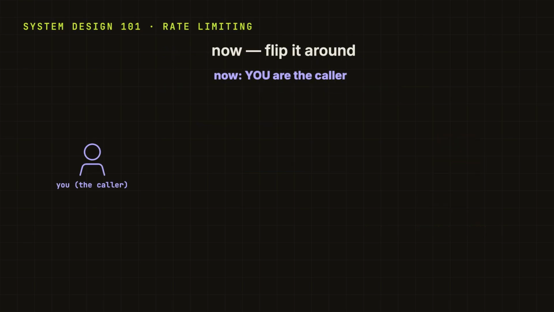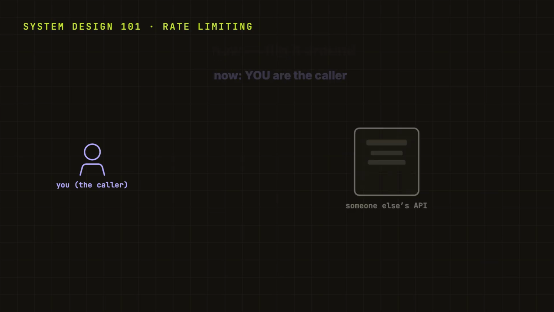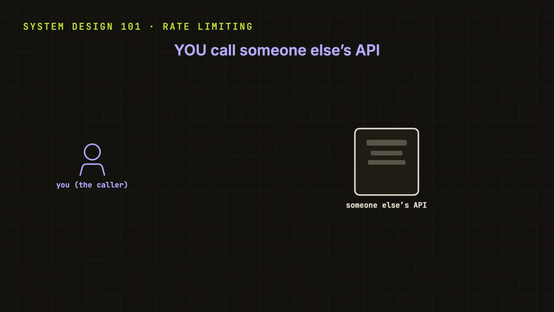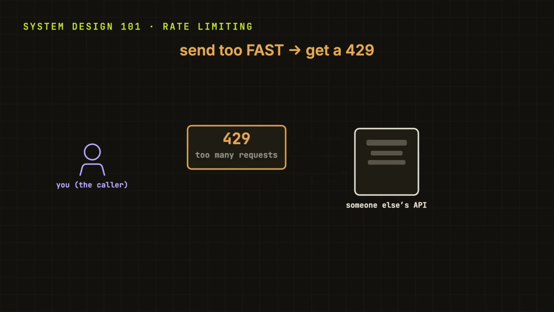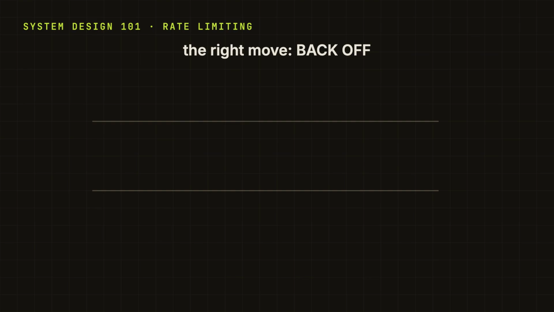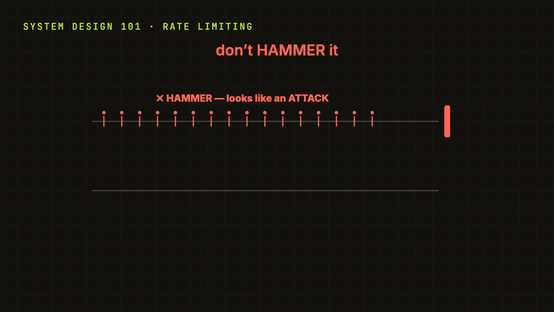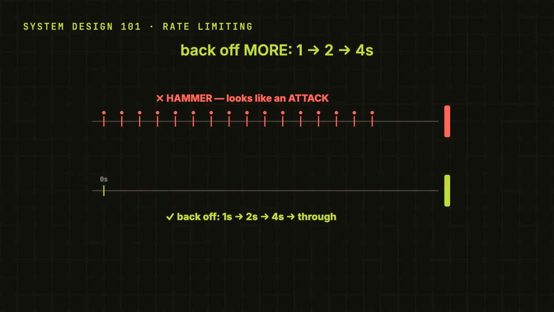Okay, now let's flip it around because you will not only be the one doing the limiting, you will also be the one on the other side calling somebody else's API and getting limited yourself. So, what happens? You send too many requests and you get back that 429. And a good API does not just say no, it usually tells you what to do next. It often sends back a little header called retry-after, which basically says wait for at least 5 seconds before you try again. And the right thing to do when you get a 429 is back off, wait, and then try again. What you should not do is immediately hammer it, retry as fast as you can. That just wastes everyone's effort. And honestly, it starts to look like an attack. So, wait for that retry after.